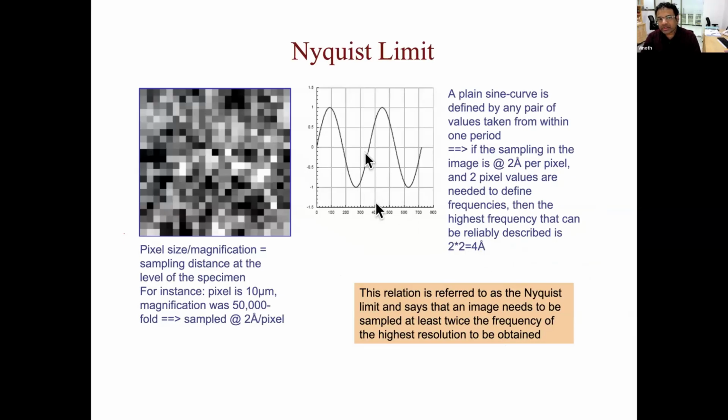So the other thing is the Nyquist limit, which essentially tells that if you want to reach, let's say, 2 angstrom, then you have to sample at least at 1 angstrom.